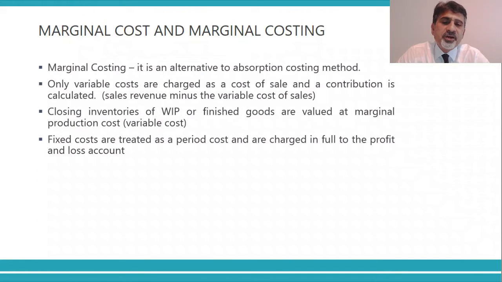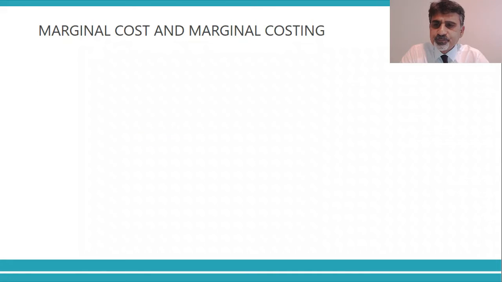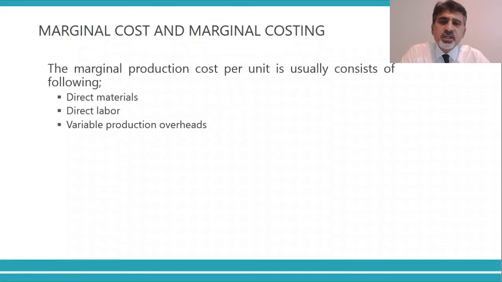Fixed costs are treated as a period cost and are charged in full to the profit and loss account. Fixed cost we do not add into the unit of output, we consider them as period cost. I'm going to explain this also in the next slide. Here I'm just showing you the summary, so don't be scared. We are going to discuss these things in detail. Marginal production cost per unit usually consists of the following: direct material, direct labor, and variable production overhead. I just told you in the previous screen, 3 cost elements, and all 3 are variable costs.